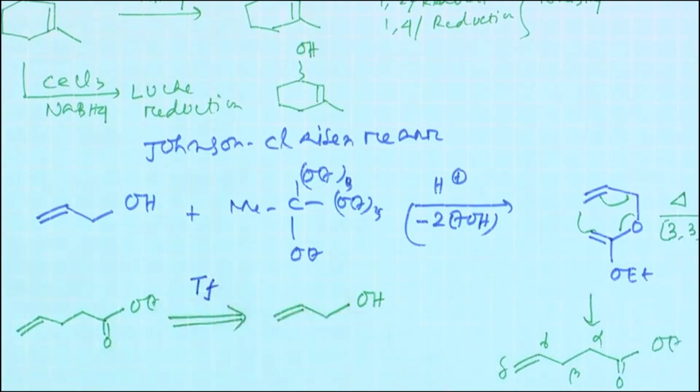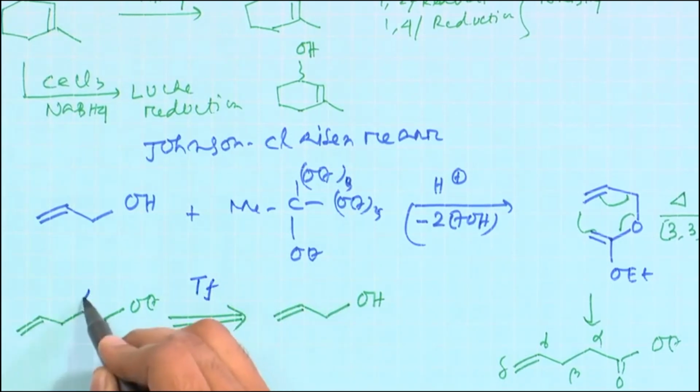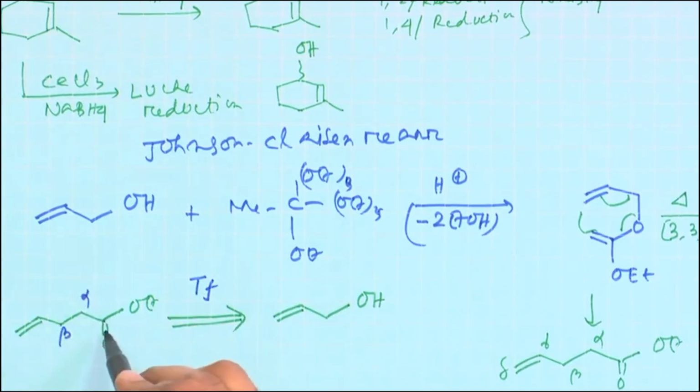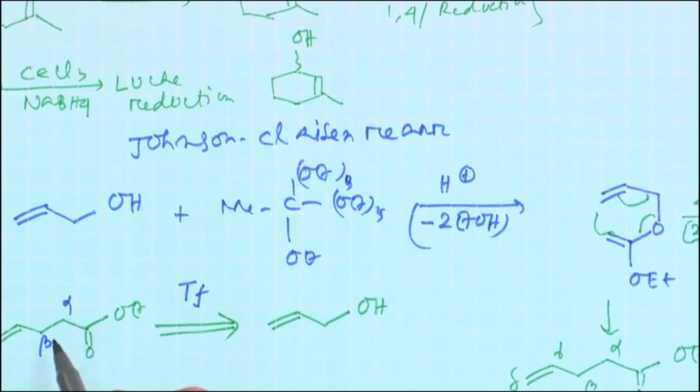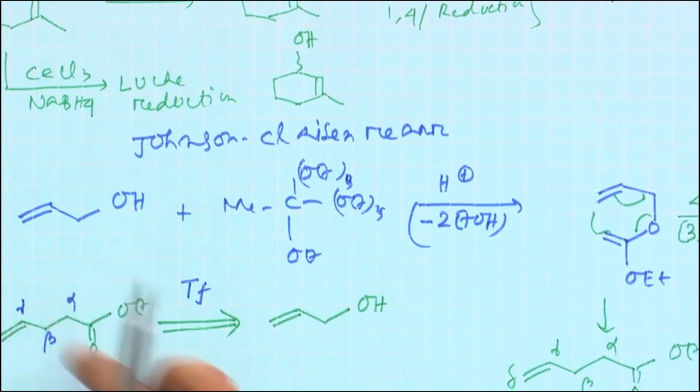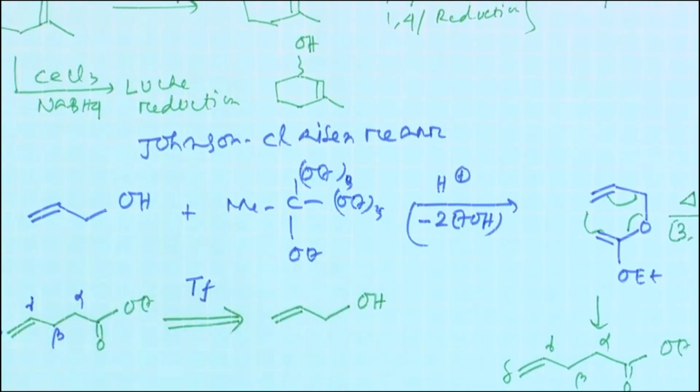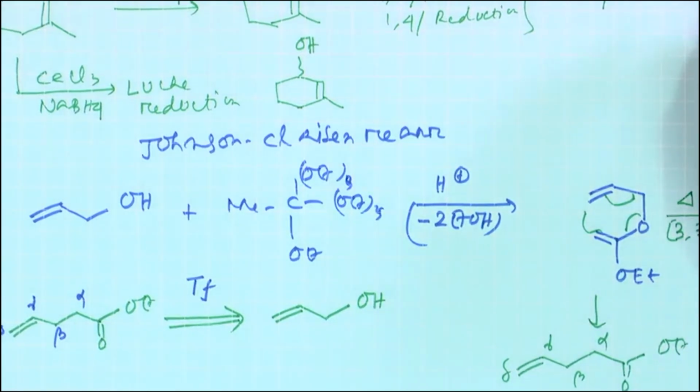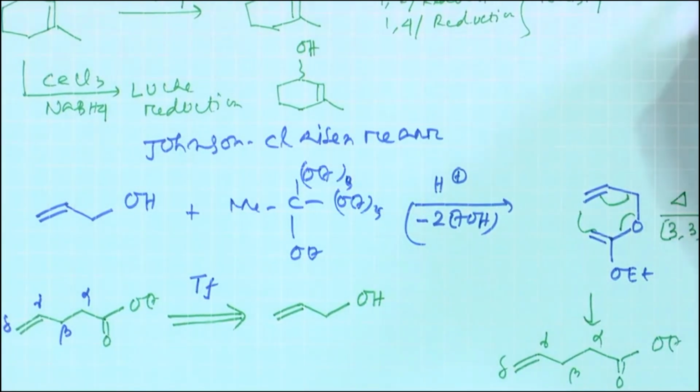But you need to have this information. Alpha means alpha to the carbonyl, then alpha, beta, and then gamma, delta. So, basically it is a gamma, delta unsaturated carbonyl compound, and this is a very important transformation. We will be trying to figure out this transformation throughout our course, and you will find that it is a very important, very interesting reaction.